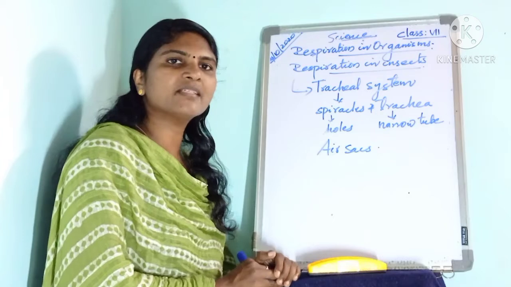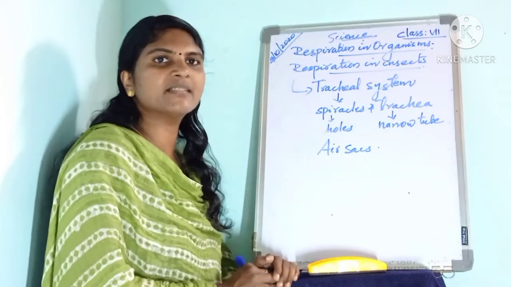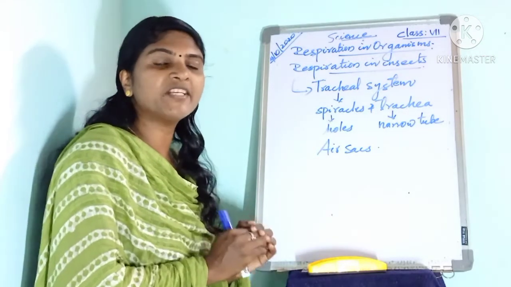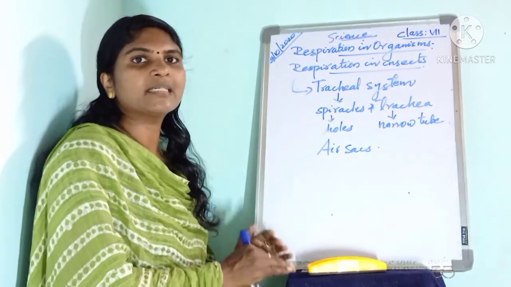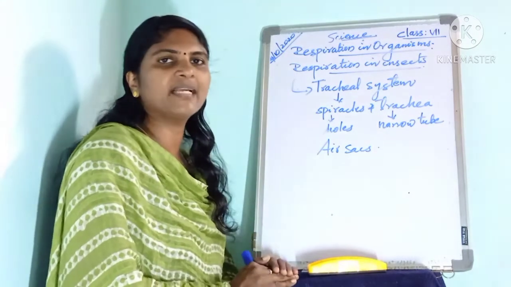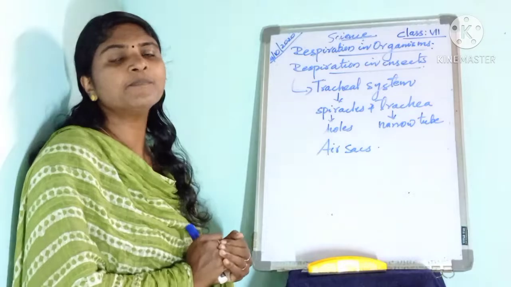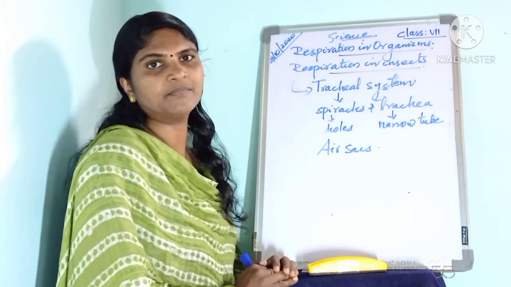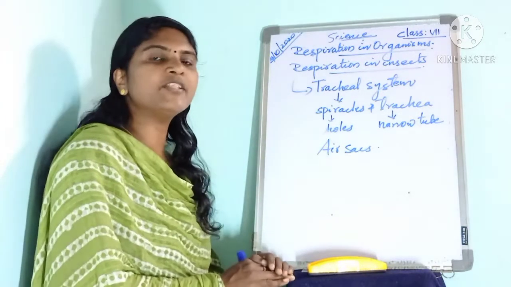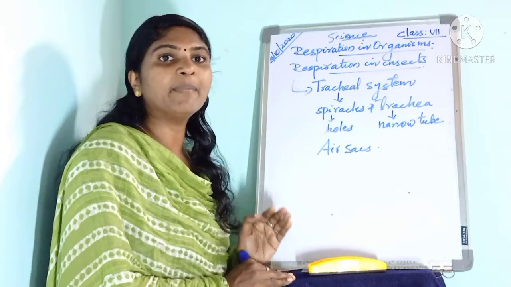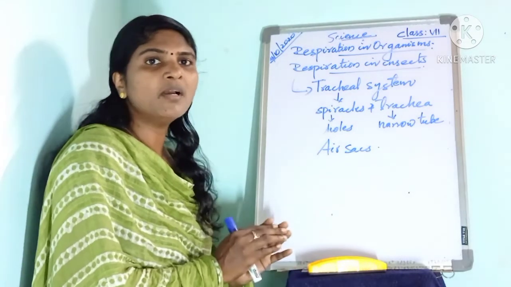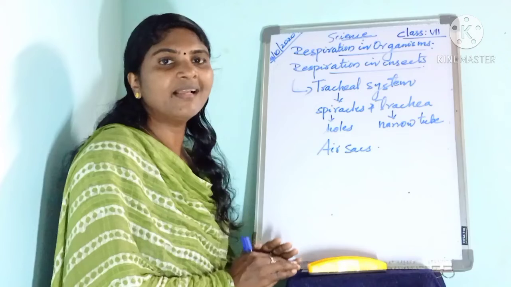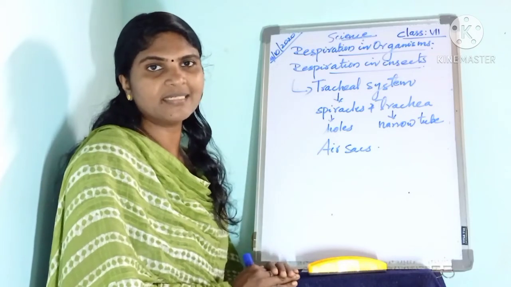Last class we discussed the human respiratory system and how respiration takes place in humans. We also discussed the two types of cellular respiration, that is aerobic respiration and anaerobic respiration. Today's class we are going to discuss breathing in different living organisms. How does breathing take place in different living things, isn't it?